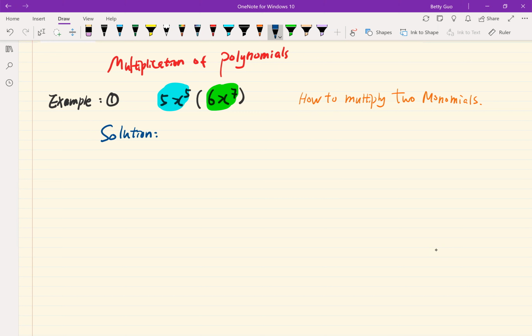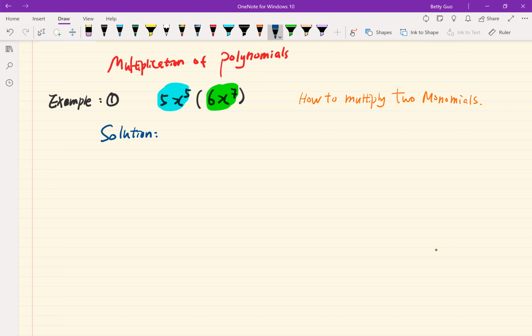When we multiply two monomials, we multiply their corresponding parts. Coefficient times coefficient. Variable part times variable part. So a monomial times a monomial is one product, right? In the one product, we have two constant factors, 5 and 6, and two variable factors, x to the power of 5 and x to the power of 7. We know the order of factors in a product doesn't matter, right? For example, 2 times 3 is the same as 3 times 2.